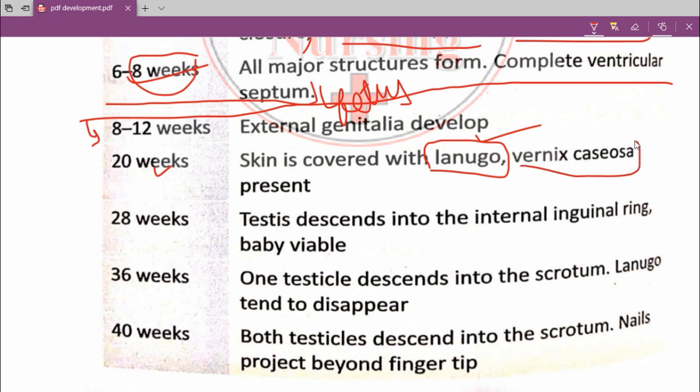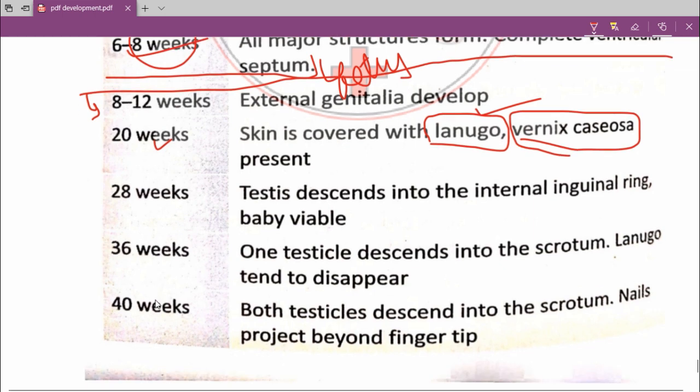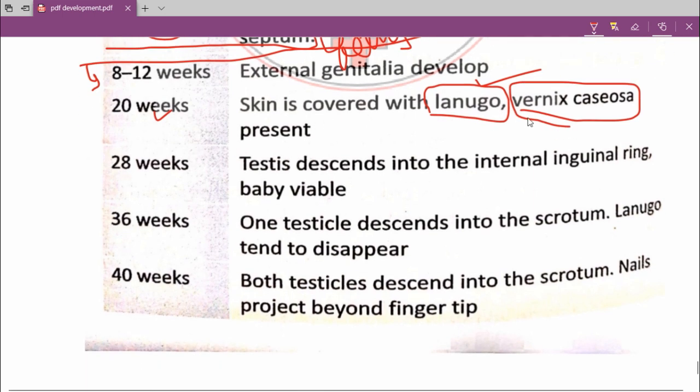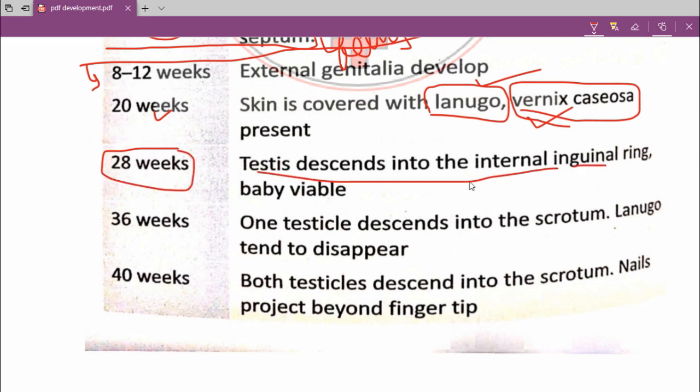Vernix caseosa is a white color thing present in newborn baby. Okay, and on the skin it was present, vernix caseosa. And 28 week, testes descend into internal inguinal ring and baby viable. And 36 week में क्या होगा, one testicle descends into scrotum, lanugo tends to disappear.